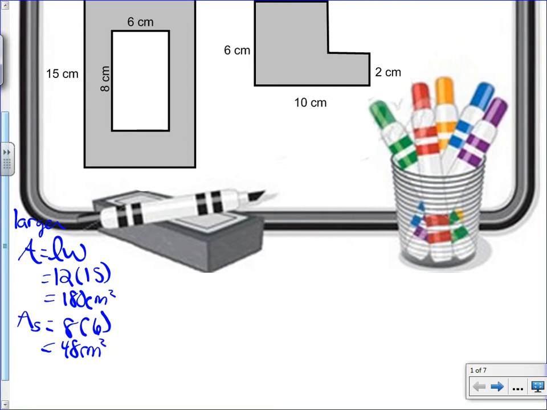Now, Austin, why am I subtracting? Okay, so the whole area would be the 180. This 48 is what? Okay. So for me to figure out the total, what do I do? 180 minus 48, and what did I get? 132 centimeters squared. How many of you got 132 centimeters squared? Okay, good.